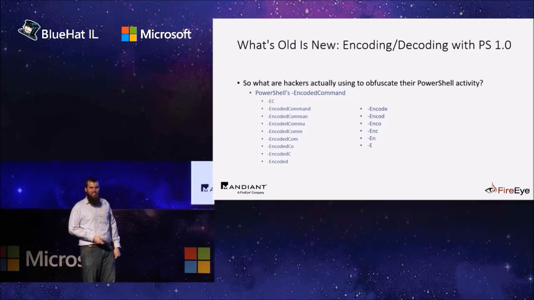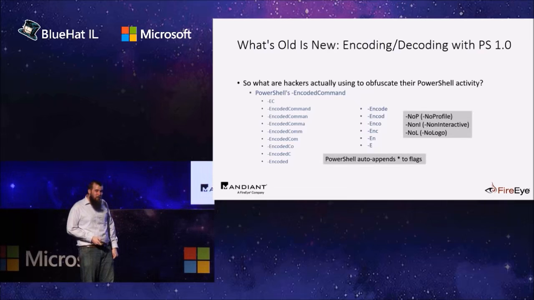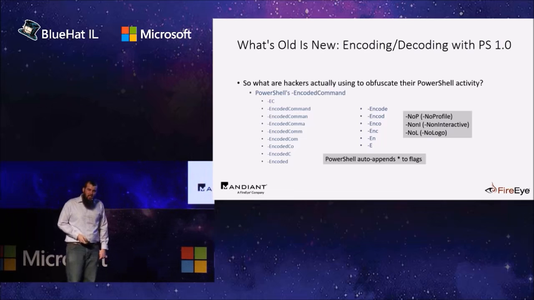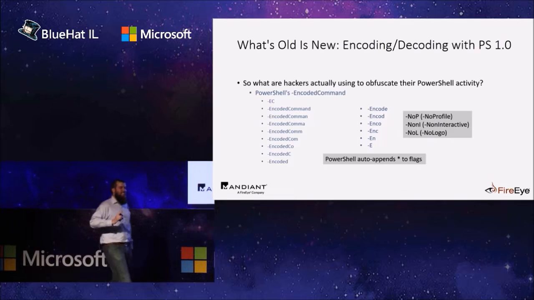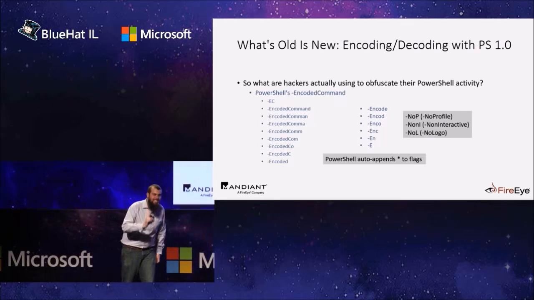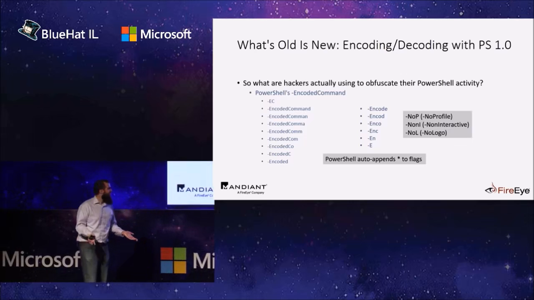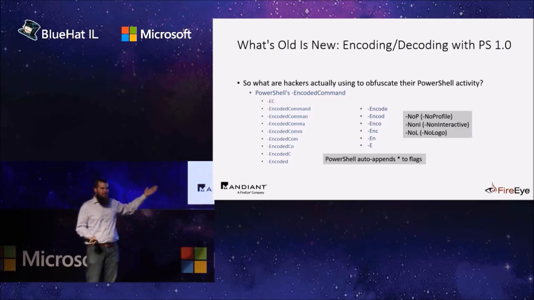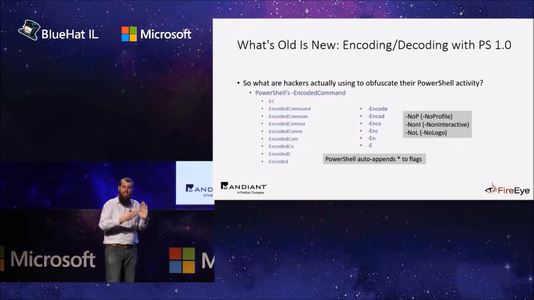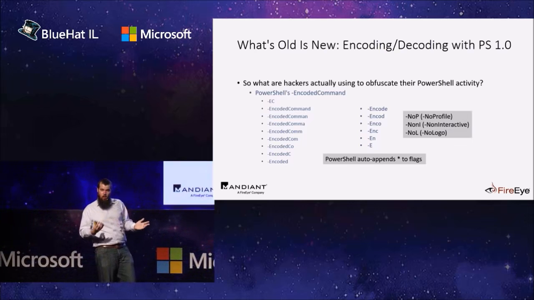Now, why does this work? PowerShell auto appends a wildcard to flags. Any function you're using, any cmdlet, as short as you want to get that flag, as long as it returns a single object or matches a single argument, it works. So that's why you have nop, nani, and null, because that's as short as you can get that string where it returns just that argument.